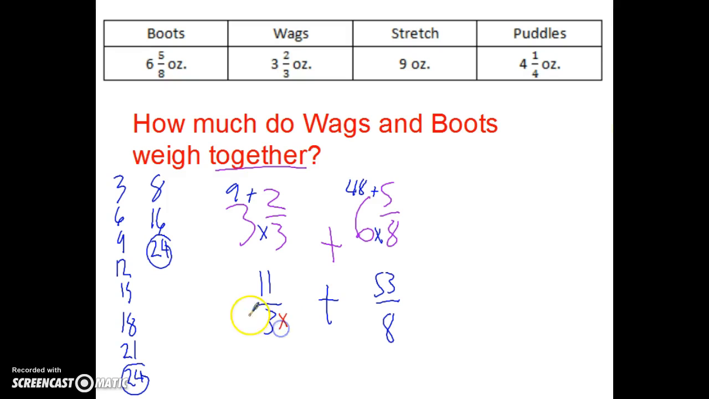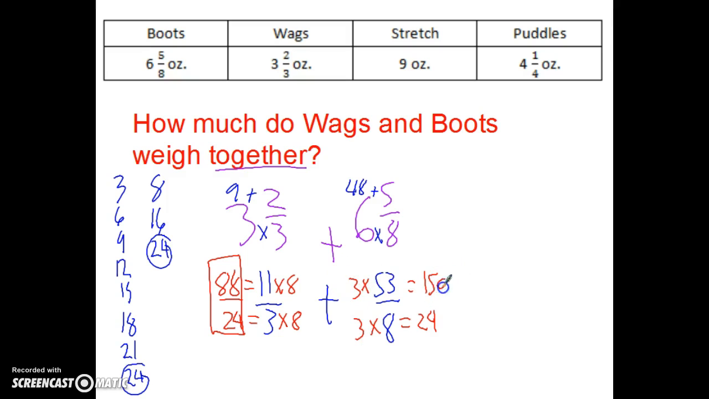So what do I need to take this 3 times to get to a 24? Times 8, which means I'm going to take the 11 times 8. So on this side we have 88 24ths. Over here to get to 24ths, I'm going to take it times 3. And 3 times 53 gives me 159 24ths. I know there's some people out there going, those are some really big numbers, Mr. Kramer. It's all right. I'm going to add up my numerators, 159 plus 88.